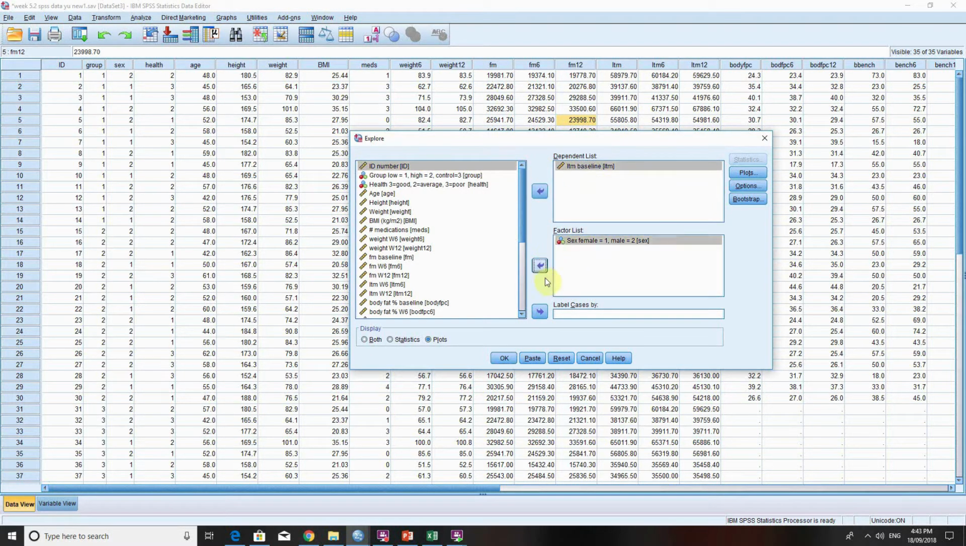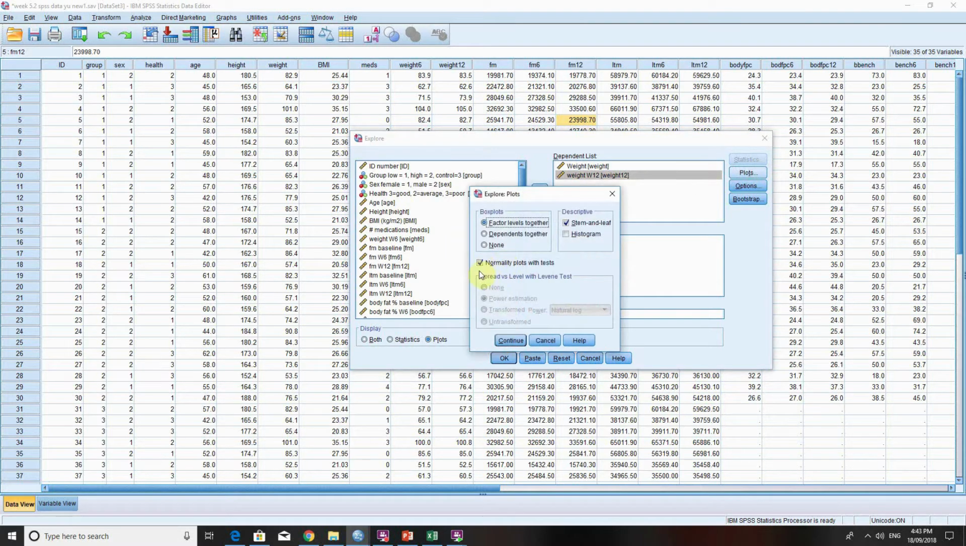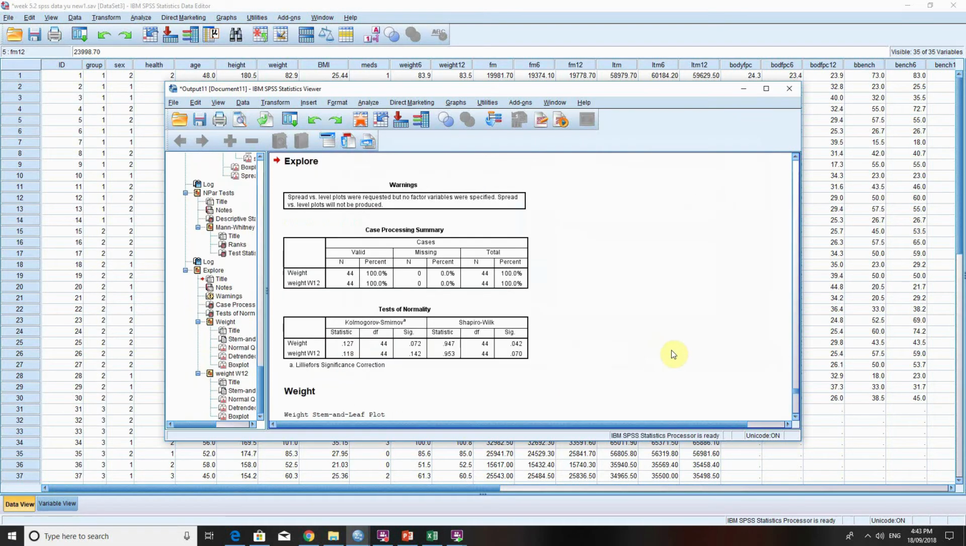So we don't need to put anything in our factor list because we're just looking at all the people at week 0's weight and all the people at week 12's. So we'll put in weight and then weight at week 12. We'll make sure that plots is clicked, normality plots with tests is selected, and we can press OK.